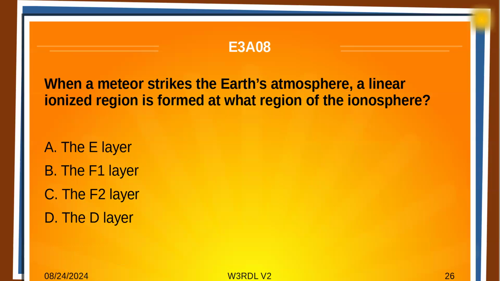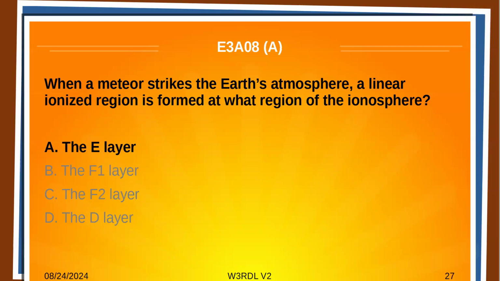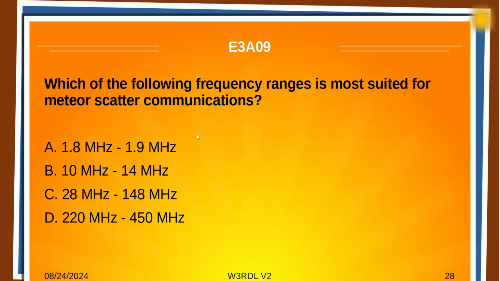When a meteor strikes the Earth's atmosphere, a linear ionized region is formed at what region of the ionosphere? Yeah, most of this stuff is in the E layer. Which of the following frequency ranges is most suited for meteor scatter communications?